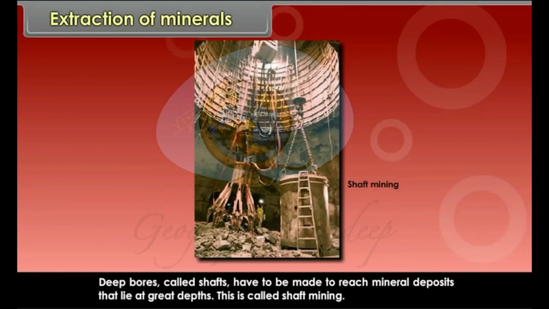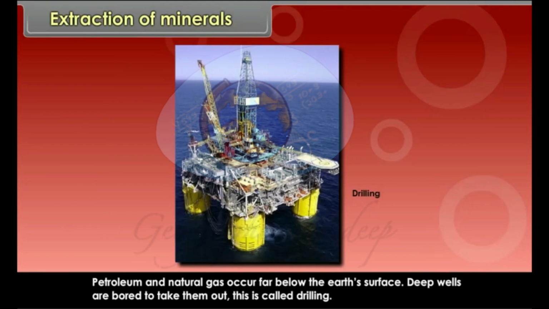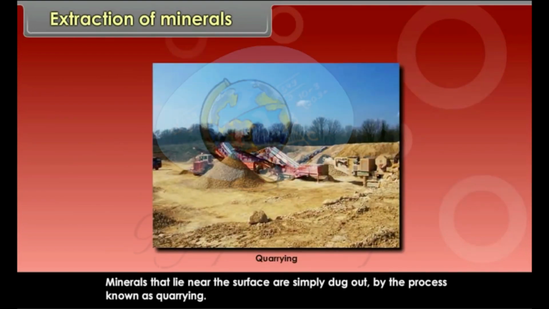Deep bores called shafts have to be made to reach mineral deposits that lie at great depths. This is called shaft mining. Petroleum and natural gas occur far below the earth's surface. Deep wells are bored to take them out. This is called drilling. Minerals that lie near the surface are simply dug out by the process known as quarrying.